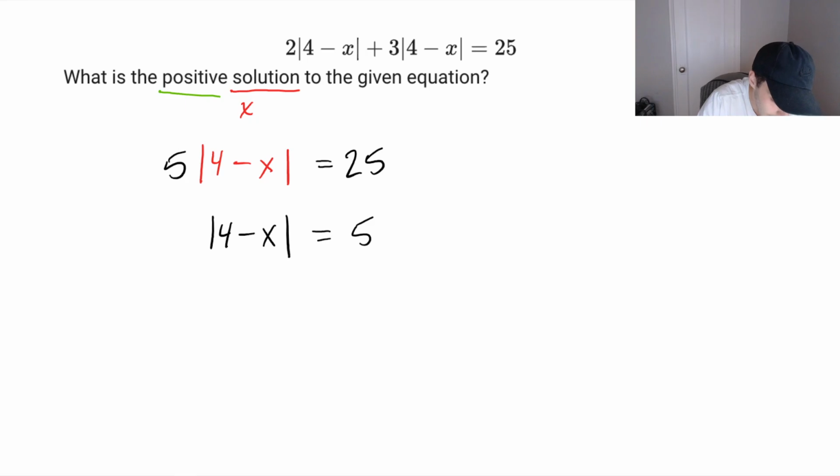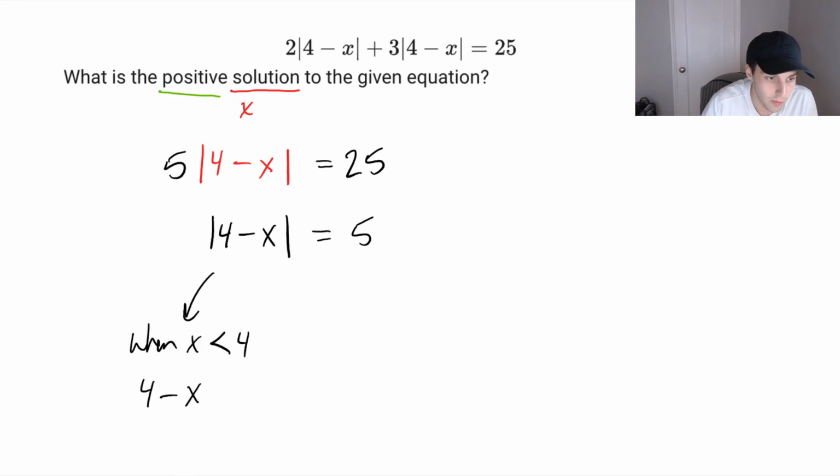So it means that when x is less than 4, 4 minus x is just going to be left as a positive value, because we can drop our absolute value signs and just treat it as 4 minus x is equal to 5. Okay?